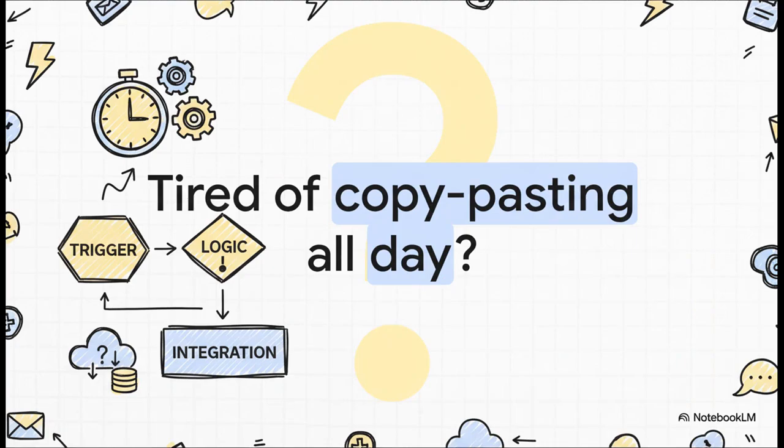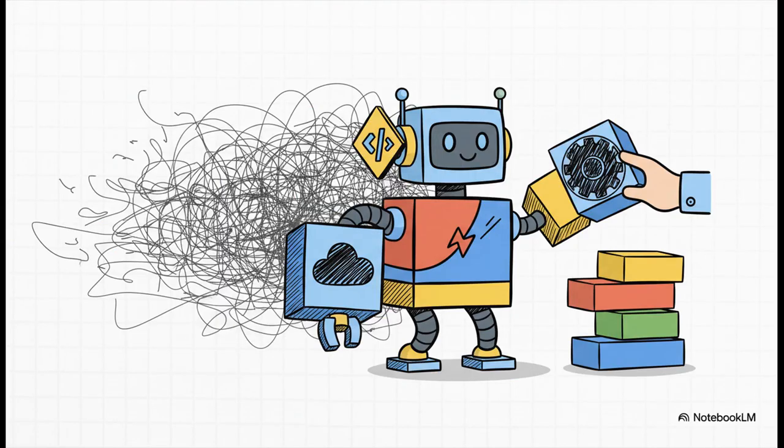So, you know that feeling, right? When you're just stuck in that endless loop of doing the same repetitive thing over and over and over again. You're copying data, you're updating spreadsheets, sending out the same emails. Ugh, it is so draining. But what if you could just build a little digital teammate to handle all of that for you? Well, it turns out you can.